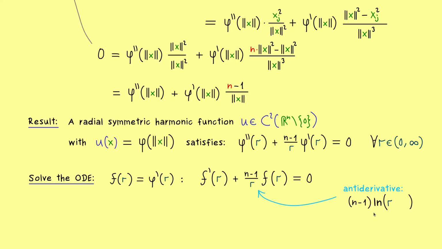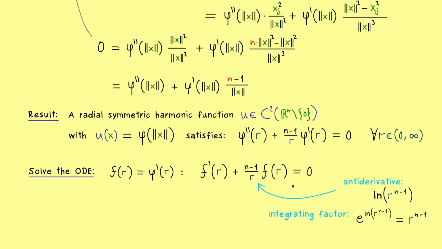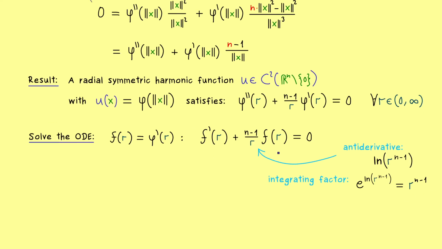And now the advantage here is that we can use the logarithm rules, which means we can pull in this factor as an exponent. And this is quite helpful because the integrating factor we need to solve the ODE is always given as e to the power of the antiderivative. So in this case, it's simply r to the power n minus 1. So this is the factor we multiply on both sides, and then we can just use this standard product rule.